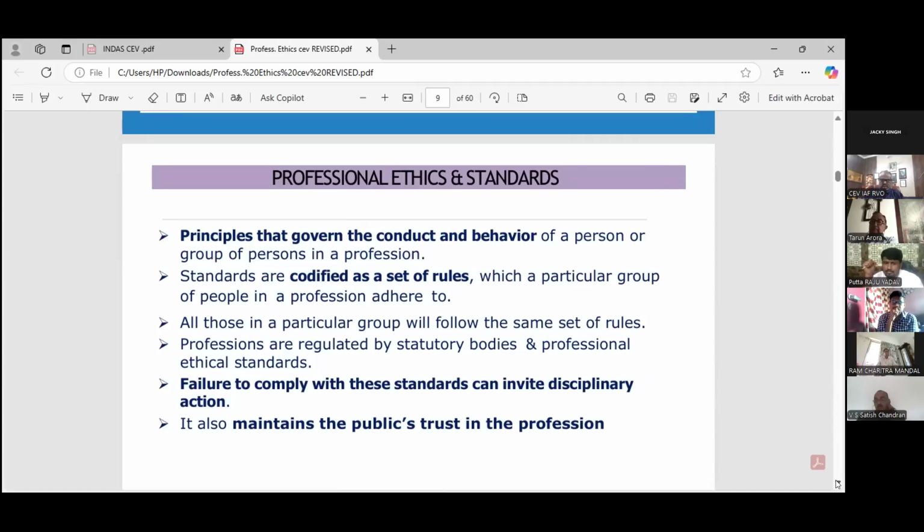It also maintains the public trust in the profession. If you maintain the professional ethics, then the client will also trust you as a valuer. You have to maintain the professional ethics for maintaining the trust of the general public also.